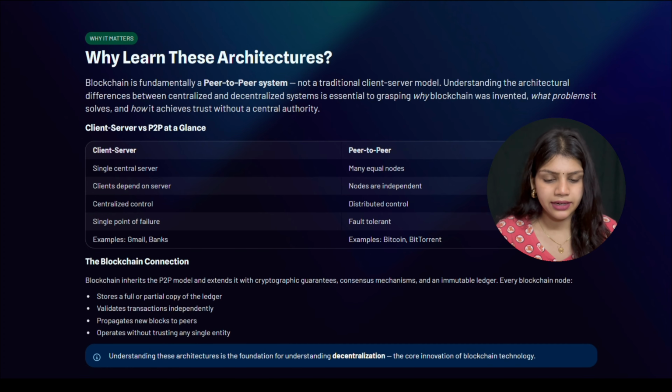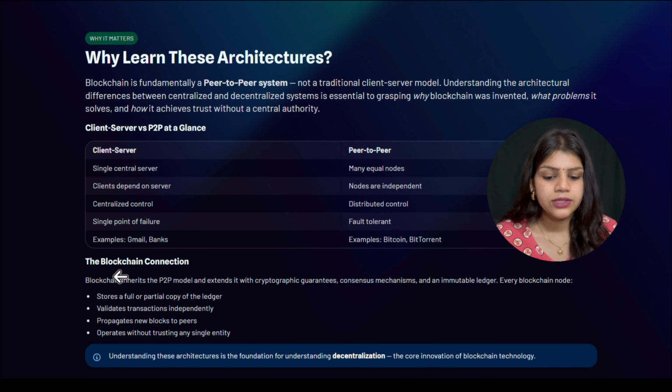Why learn these architectures? Centralized architecture is solely based on client server architecture, and decentralized architecture is largely influenced by the peer-to-peer network. That's the reason I have told you about these two architectures. The differences between client server and peer-to-peer: a single central server versus many equal nodes. Clients depend on the server, while here nodes are independent. Centralized control versus distributed control. This is a single point of failure and this is fault tolerance.